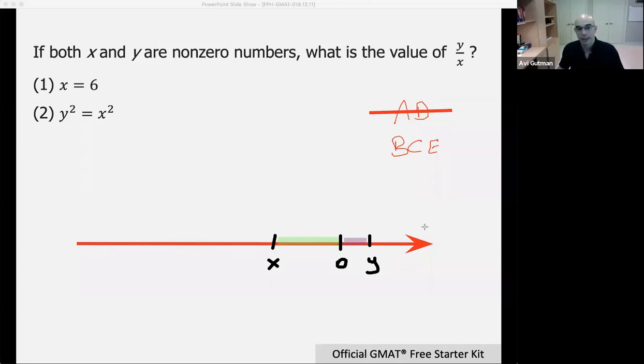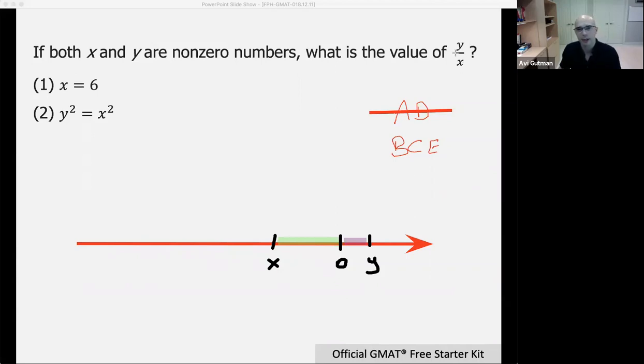Note that in reality, the numerator is actually bigger than the denominator because y is to the right of x on the number line. So technically, we should say y is bigger than x because y is positive and x is negative. But in terms of their distances from 0, y is closer to 0 than x is, meaning it's smaller in absolute value, if we want to use technical terms. The overall magnitude of y is smaller than that of x.